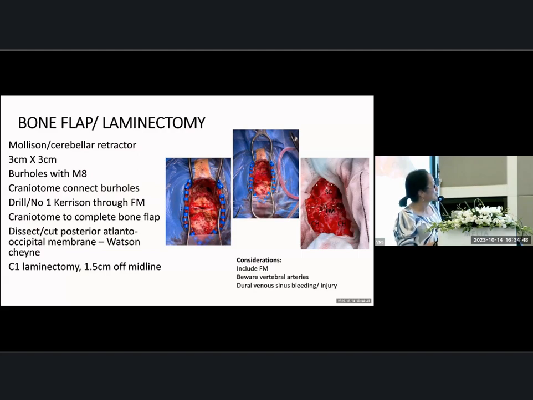Then I use a craniotome to complete the bone flap, and also use the M8 burr to cut through the C1 laminectomy at the same time. Once I take off the bone, I dissect out the posterior atlanto-occipital membrane because I'm going to be making a cut through that dura in that region. Again, beware of the vertebral arteries, and beware of the sinuses by not going too high with your craniotomy.